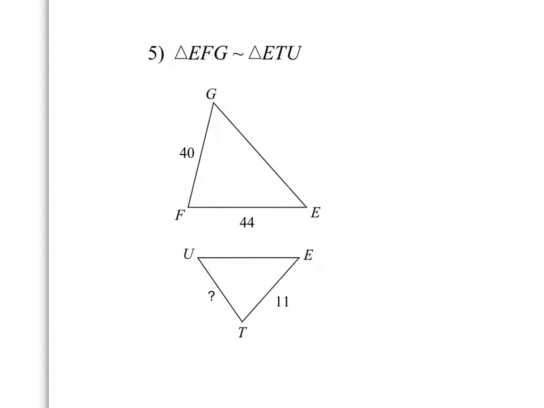Okay, last example. The triangle EFG is similar to triangle ETU. And let's see what I have. I have a 40 right here. It's on FG, so it is the second and third letters over here. So it matches with the second and third letters over here, which is the T and the U, which means it's matching up with the missing side. And then on the other side we have FE, which is 44. It's the first and second letters, or second and first letters. It's going to match up with the T and the E, which is 11.